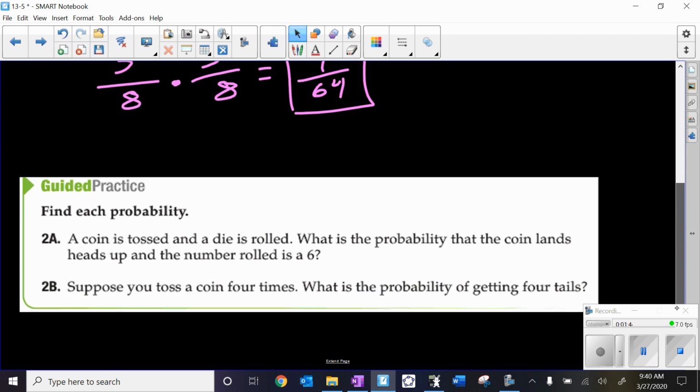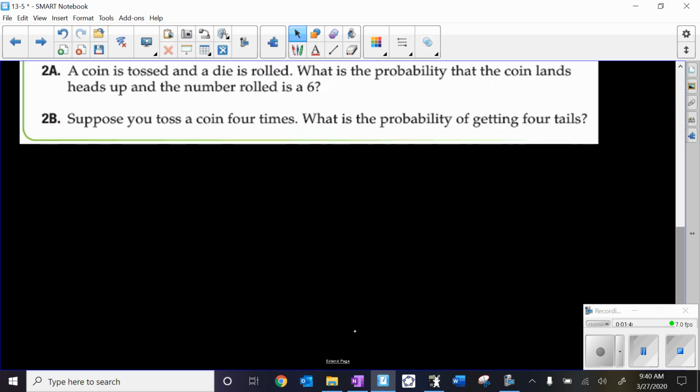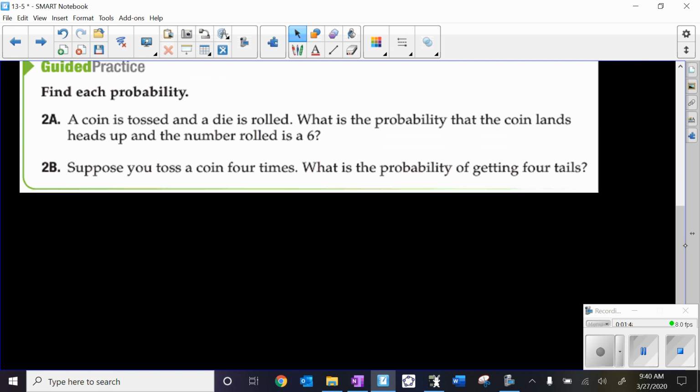Do a couple more. Let's go to letter A. Down here, a coin is tossed and a die is rolled. What is the probability that the coin lands heads up and the number rolled is a 6? So for a coin, there's only 1 heads out of 2 options, times, and I want a number rolled as 6. There's only one 6 on the die out of a total of 6. Multiply them together. 1 times 1 is 1. 2 times 6 is 12.